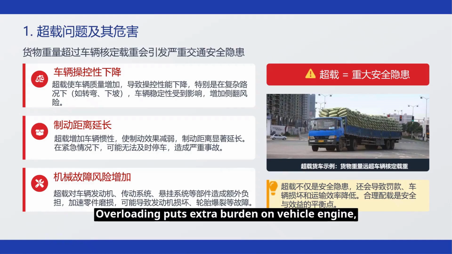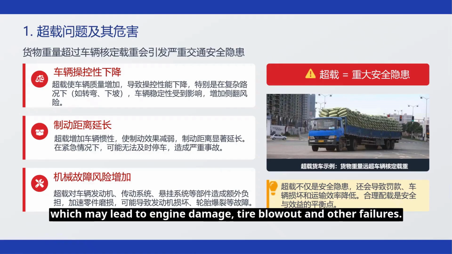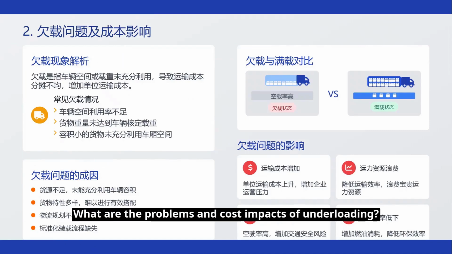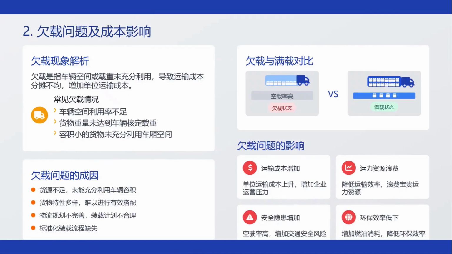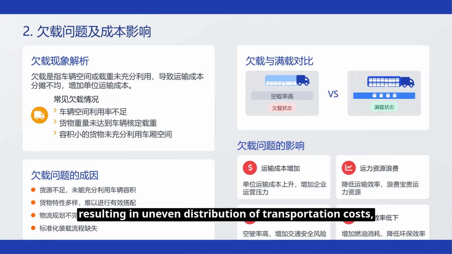Overloading puts extra burden on the vehicle's engine, transmission, suspension, and other parts, accelerating parts wear, which may lead to engine damage, tire blowout, and other failures. What are the problems and cost impacts of underloading? Underloading means that the vehicle space and load capacity are not fully utilized, resulting in uneven distribution of transportation costs and increasing unit transportation costs.